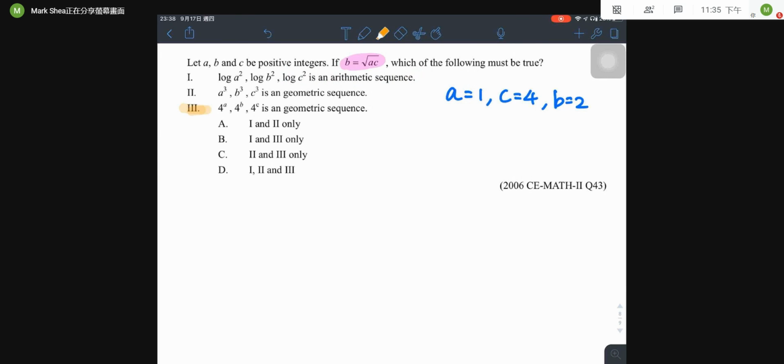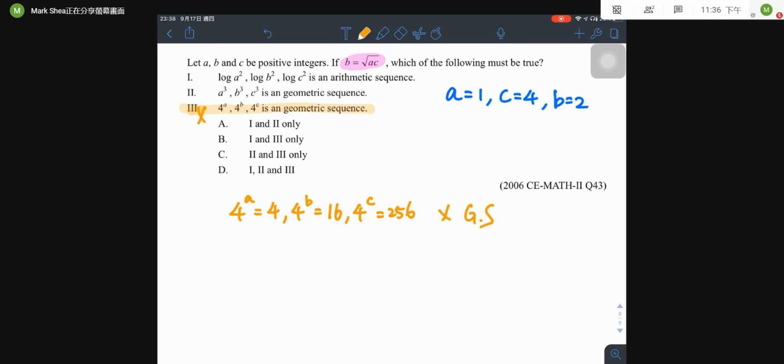Now for option 3, you will see that 4 to the power A is 4, and then 4 to the power B is 4 squared, which is 16, and then 4 to the power C is 4 to the power 4, which is 256. Then clearly this is not a GS, not a GS. So 3 is wrong.